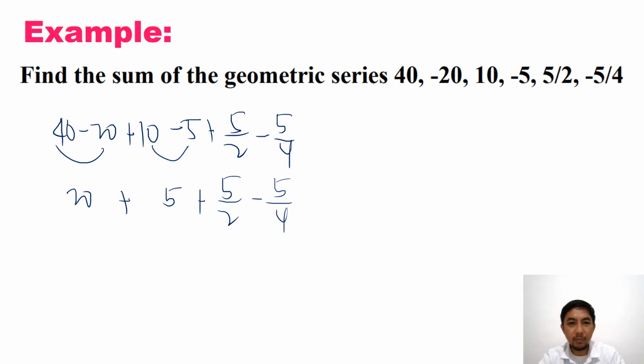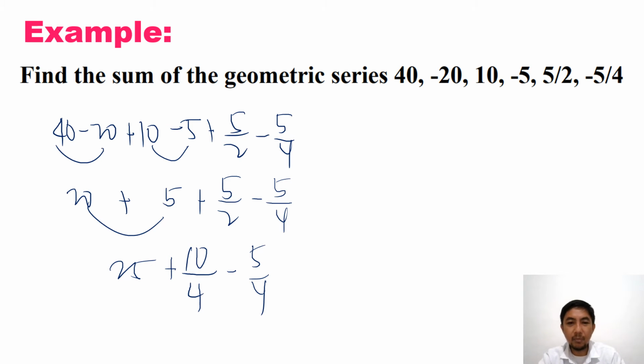So meron kang 20 plus 5, that would be 25 plus. Now, yung 5 over 2, let us try to change this fraction in such a way that the denominator is 4. So we can multiply 5 and 2 by 2. So 5 times 2 is 10, and then 2 times 2 is 4, and you are given 5 over 4.